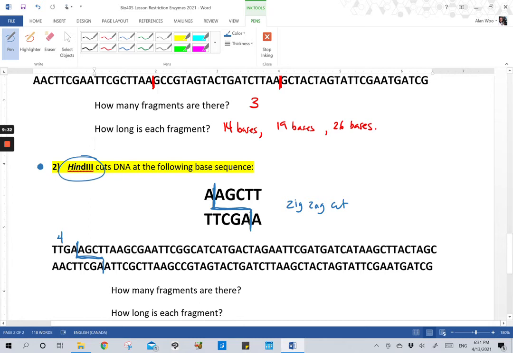Okay, now if you pause the video now, you can probably do the same thing with the other remaining sections. Figure out how many fragments there are, and then figure out how long each fragment is. Okay, so once you have done that, you can resume the video and see how you did.